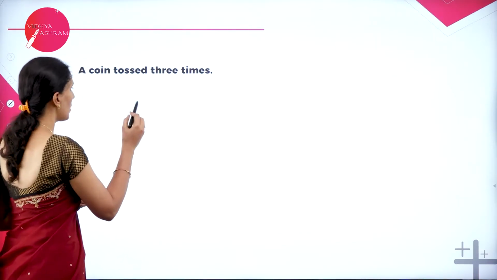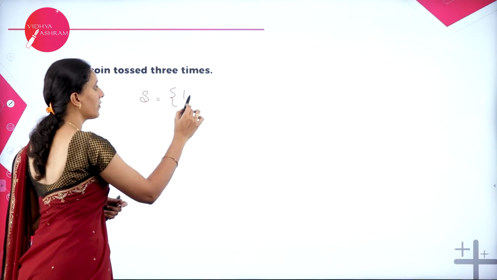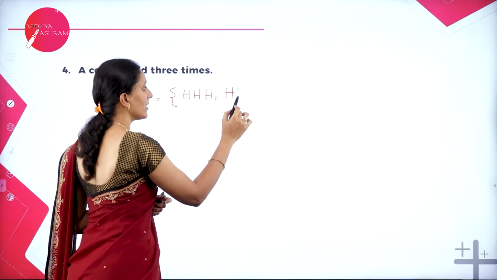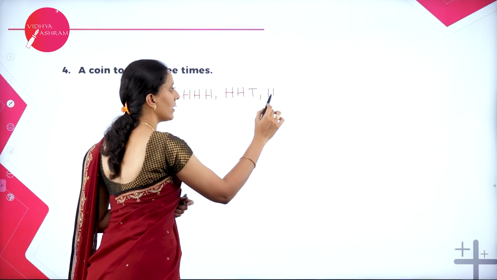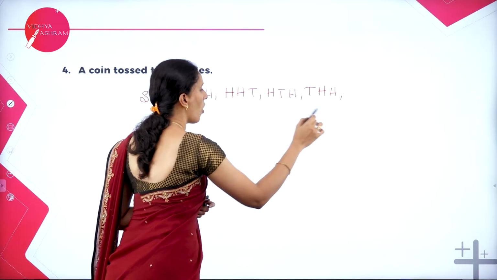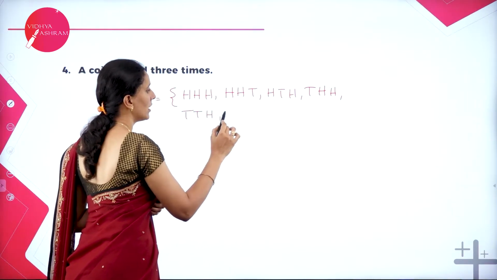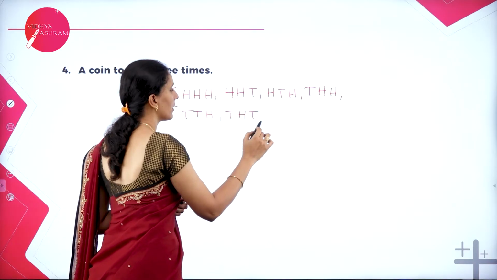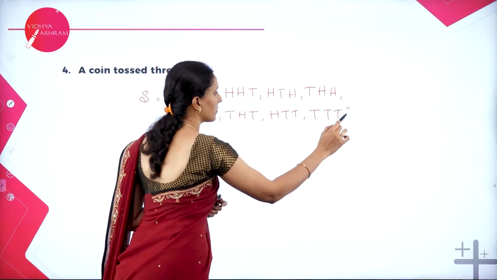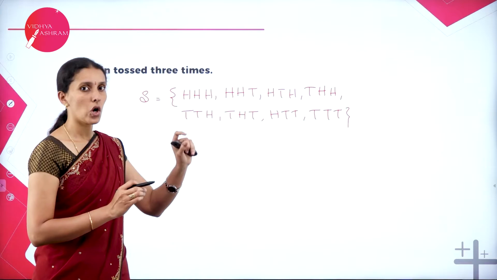Let us see now. Let me write the sample space S equal to: all 3 times you can write it as HHH, or you might get HHT, HTH, THH, or TTH, THT, HTT, TTT. So look here, these are the possibilities you can get when you toss a coin 3 times.